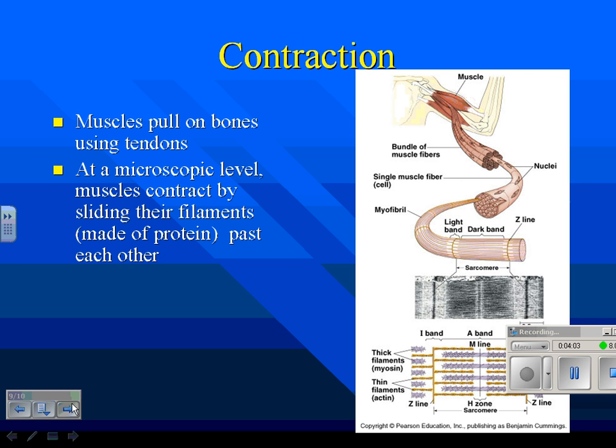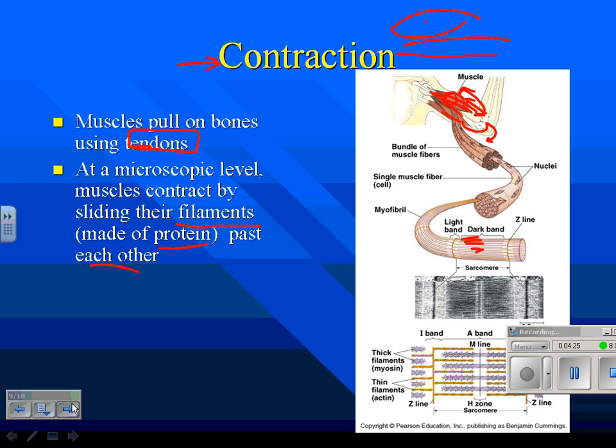So when you look at a muscle at a microscopic level, it's made up of all these little stringy fibers. And what they do is they slide their filaments. By the way, those filaments are made of protein. They slide those filaments past each other.